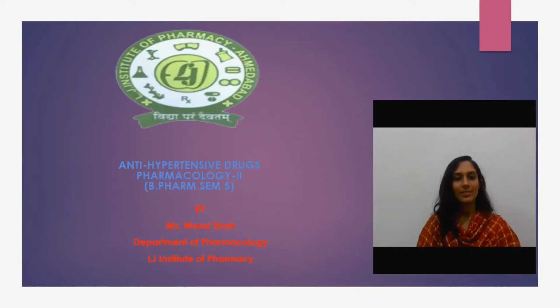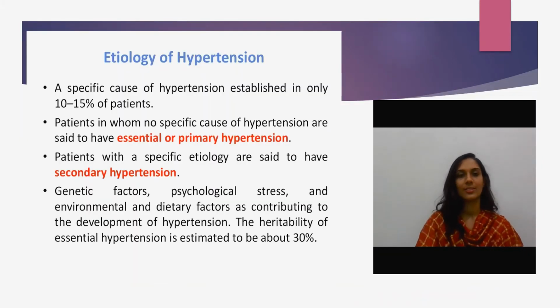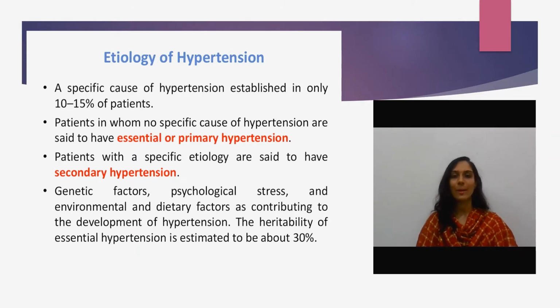Students, let's start with today's session, which is on anti-hypertensive drugs. First of all, I'll explain the etiology of hypertension. What is hypertension? Hypertension is a rise in blood pressure. Now, patients are classified into two types of hypertension: essential or primary hypertension, and second, secondary hypertension.